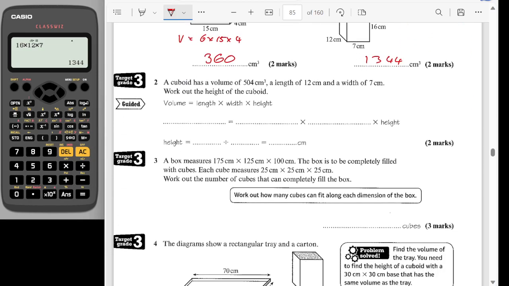Question 2. The volume of a cuboid. A cuboid has a volume of 504 centimeters cubed, a length of 12 centimeters and a width of 4 centimeters. Work out the height of the cuboid.